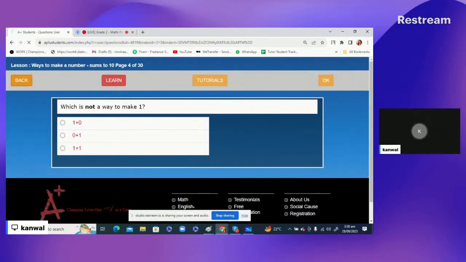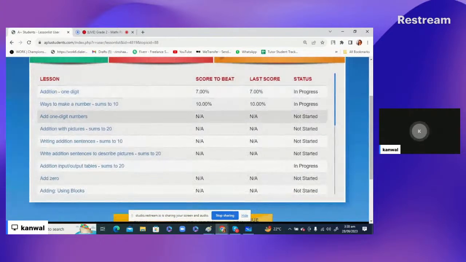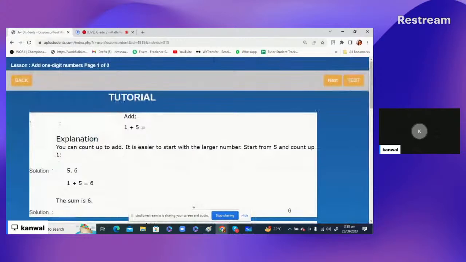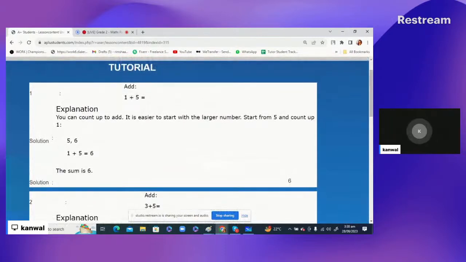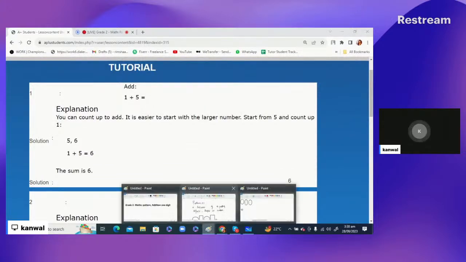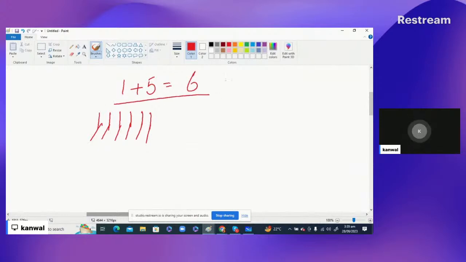So now let's do the next because I think this one is clear. Add one digit numbers. It's just simply addition again. So when you add 1 with 5, count it on your fingers if you are able to count. Otherwise, you're just going to draw the lines, like in this way. 1 plus 5. Then you draw one line, then draw 5 more. 1, 2, 3, 4, 5. Now count all the lines together. 1, 2, 3, 4, 5, and 6. And then write your answer.